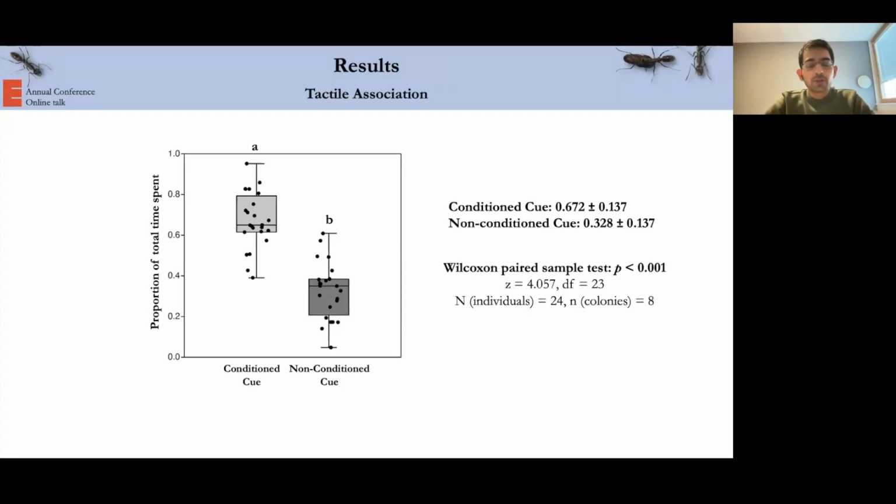We observed that the proportion of total time spent is significantly greater on the arm with the conditioned tactile cue than on the one with the non-conditioned tactile cue. Quantitatively, it was approximately 2 times on the conditioned relative to the non-conditioned cue. Hence, we can conclude that associative learning of tactile cues was achieved.